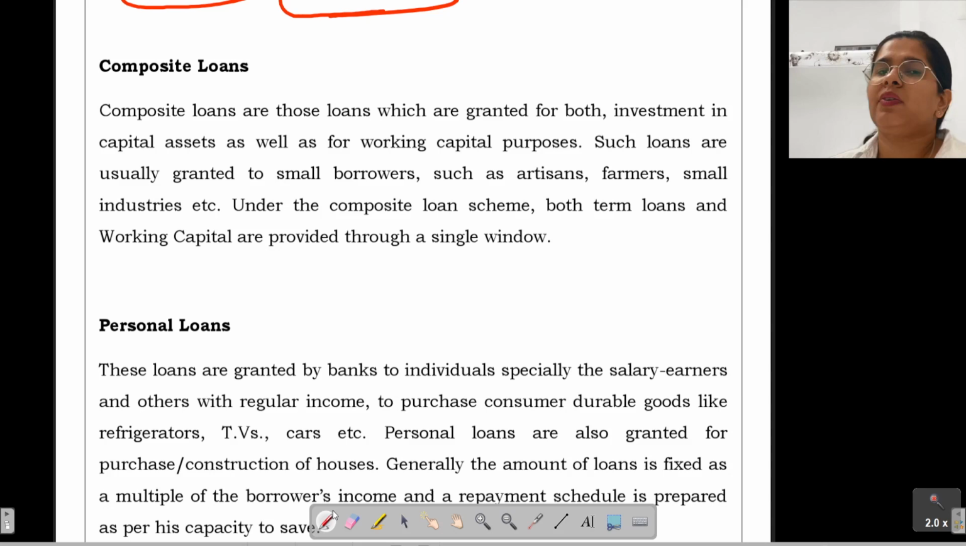Now we have another term called composite loans. So these are the loans which are granted for both investment.